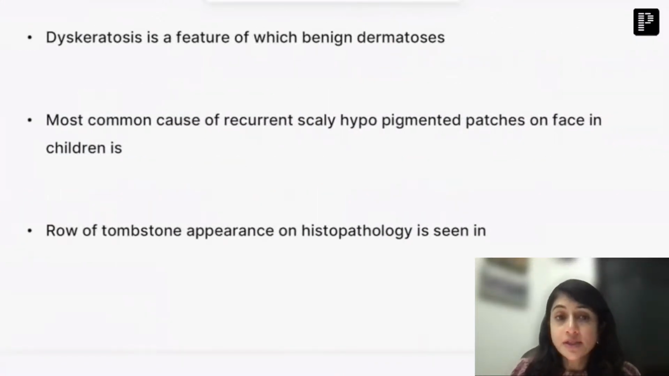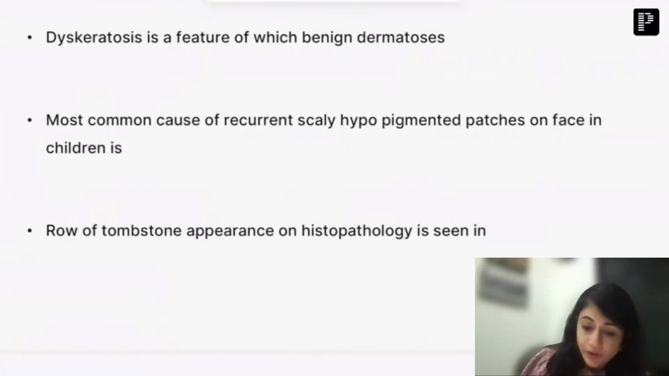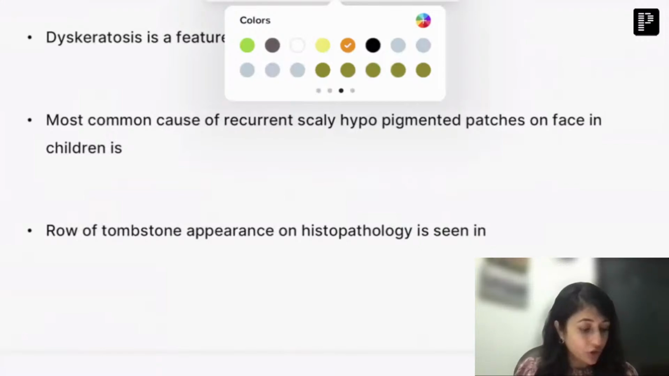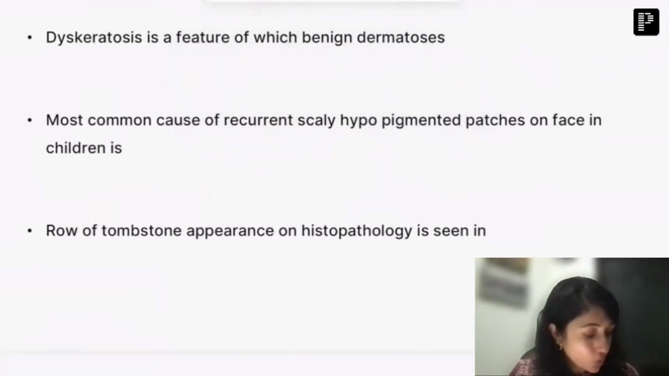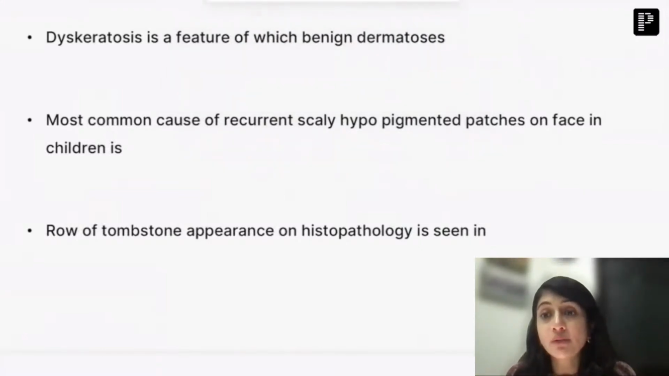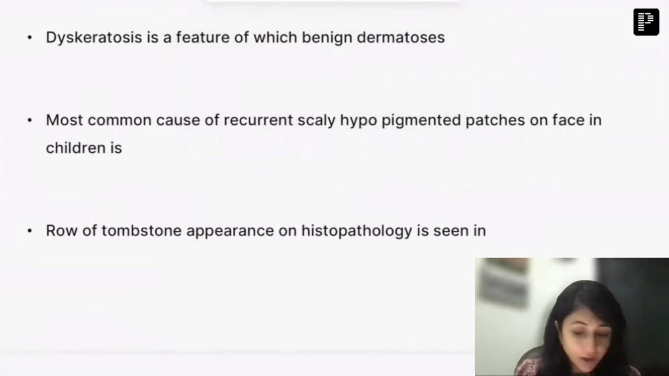Next, dyskeratosis is a feature of which benign dermatosis? Yes, strawberry cervix I mentioned. Yes. Trichomonas, yes, both partner treatment is needed. It is only bacterial vaginosis where you do not need partner treatment, because that happens not because of infection, but because of altered microflora. Great.